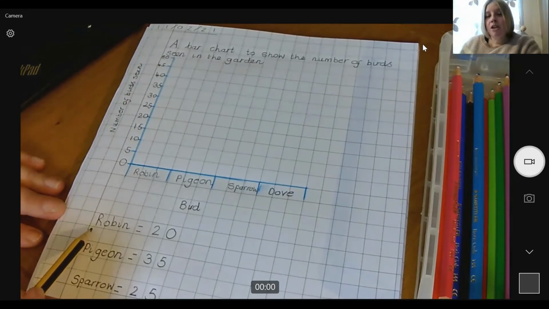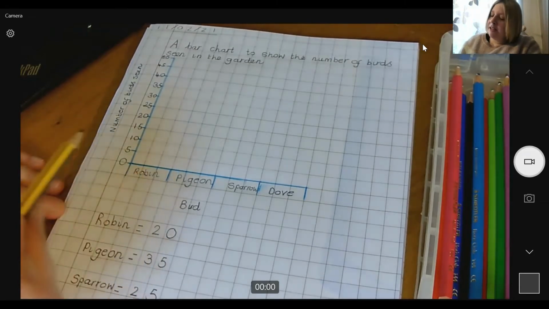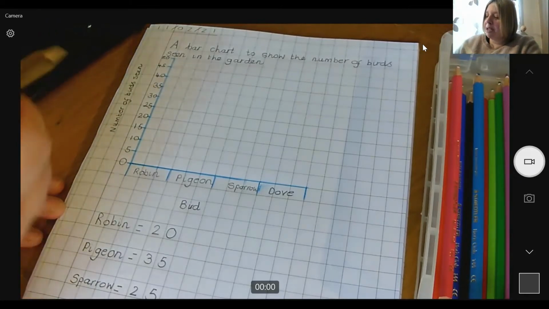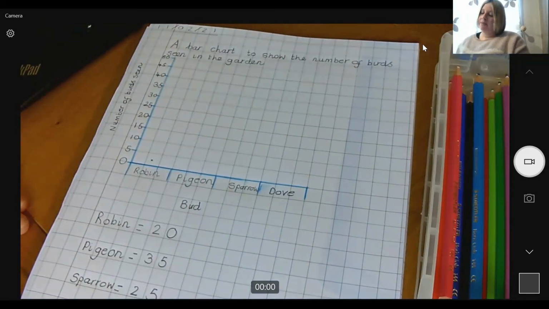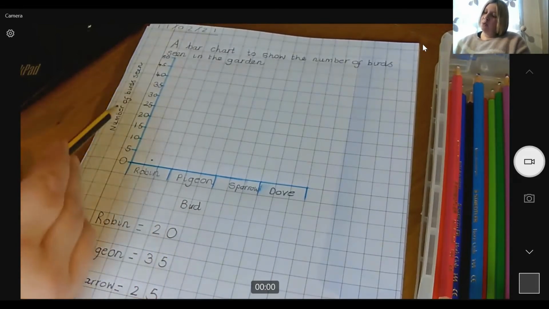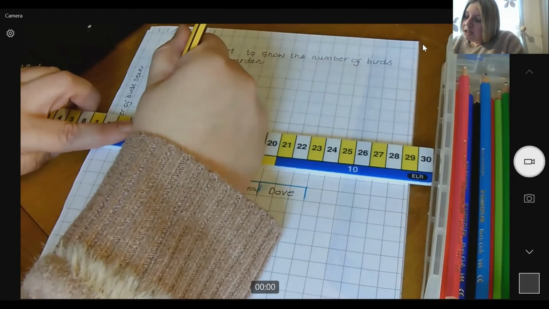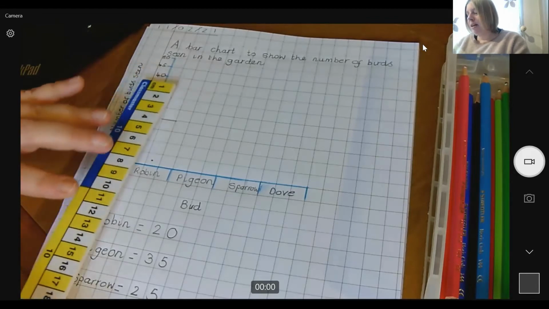If we remember, 20 robins were seen. So I need to show this on the robins column of the bar chart. And all of our bars need to be the same width and have the same gap. So I'm going to use these middle squares in each one. 20 robins were seen. So I'm going to find 20 here on my robins, and I'm going to use my ruler to draw a line. It's really important that you use your rulers to draw the line.